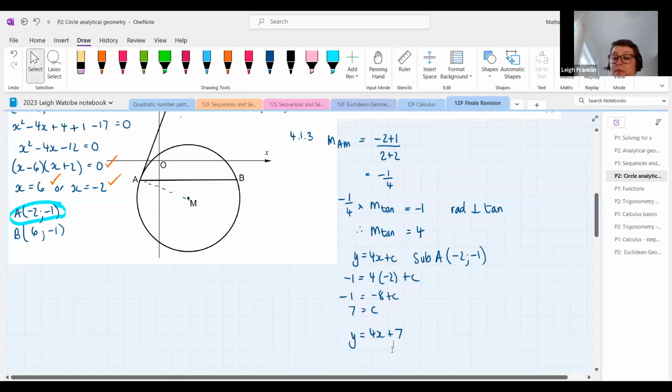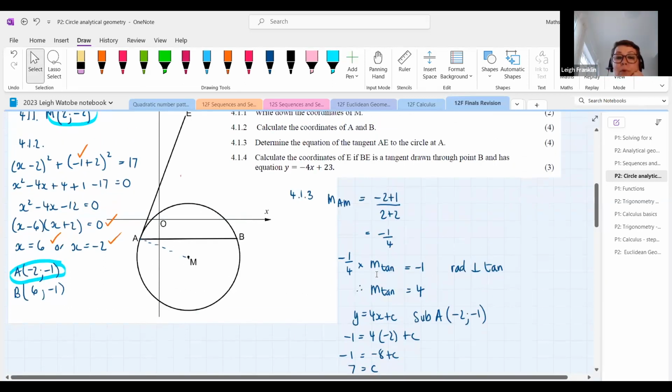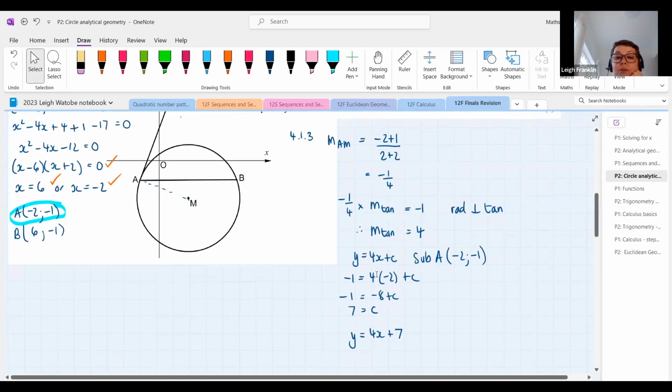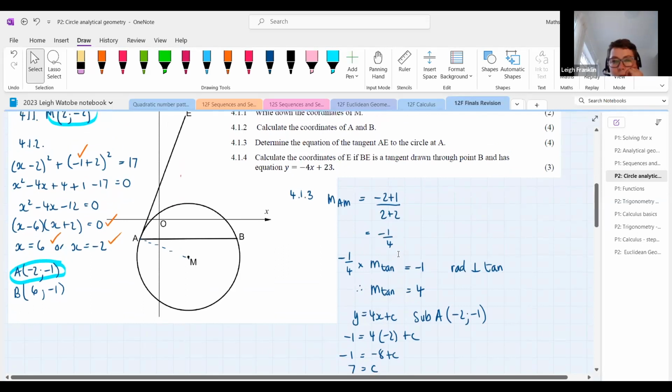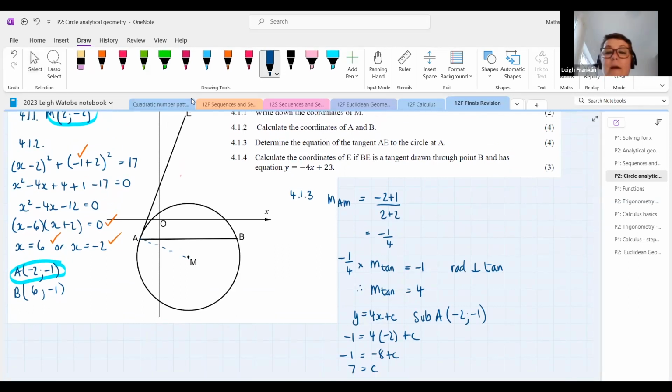Does that make sense to everyone? Okay, determining the equation of the tangent. Are there any questions? Are we all good with that? Okay. All good. All right. So you all knew what to do there.